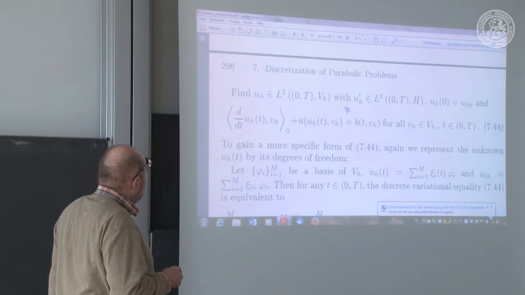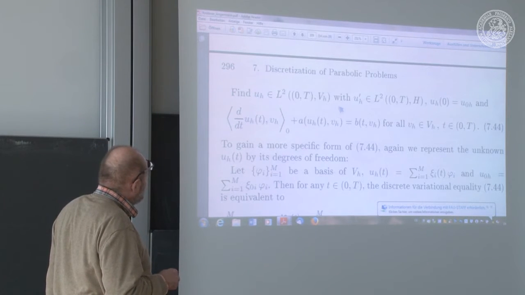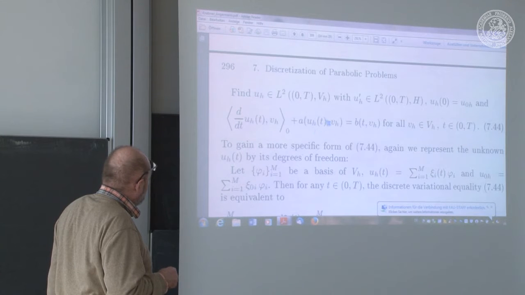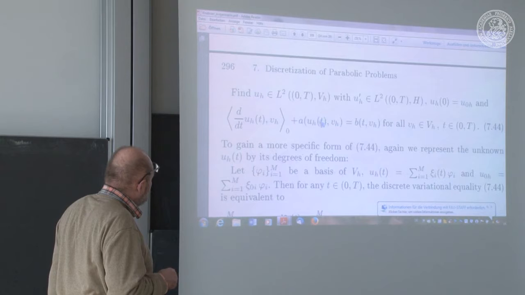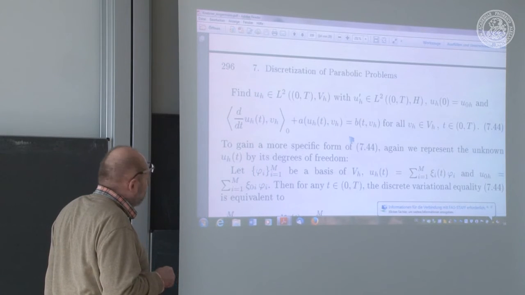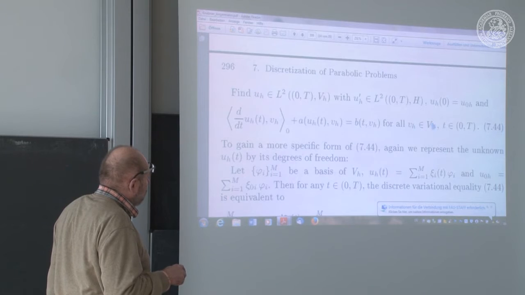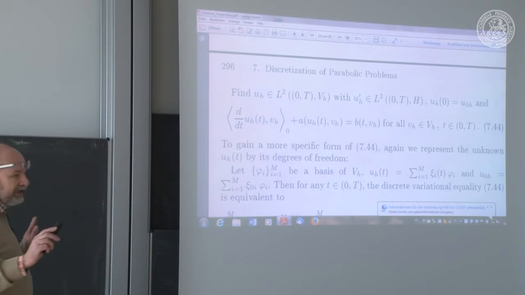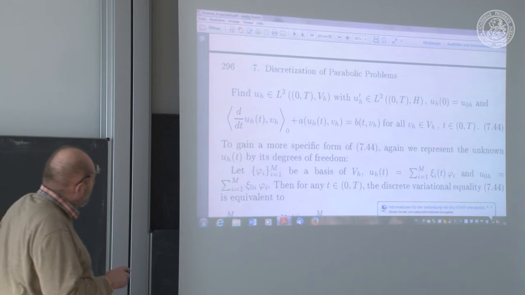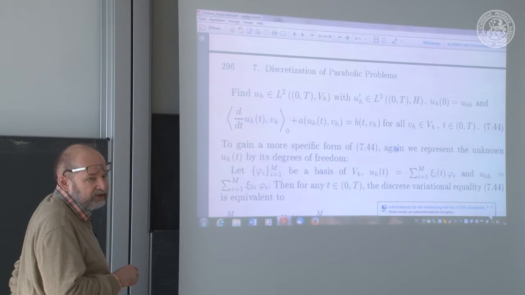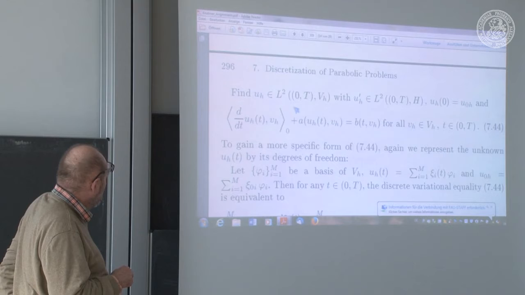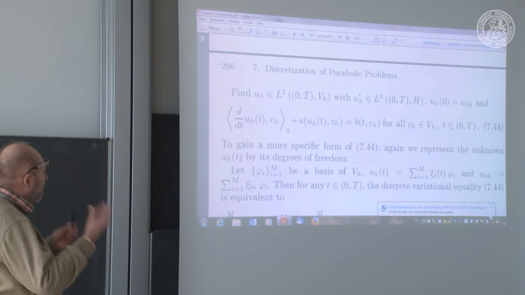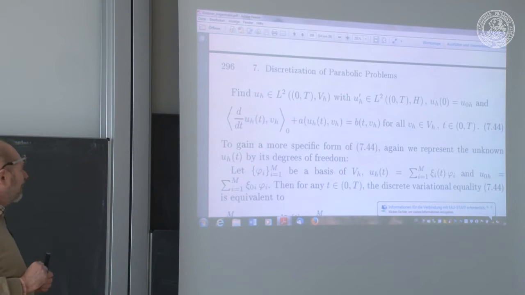And we require that this variational equality is now only satisfied because we now have only, for a fixed instance of time, a finite amount of degrees of freedom. So we can only pose a finite amount of requirements, and we now only require that the test function is from the corresponding ansatz space. It's exactly the same thing as before. The only difference is that we have now this time derivative here.